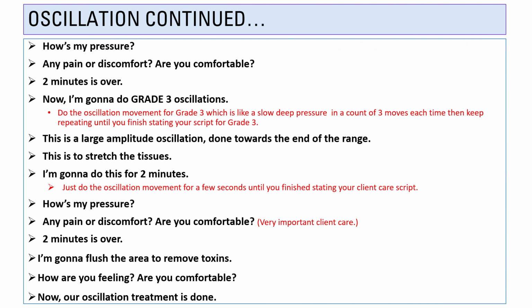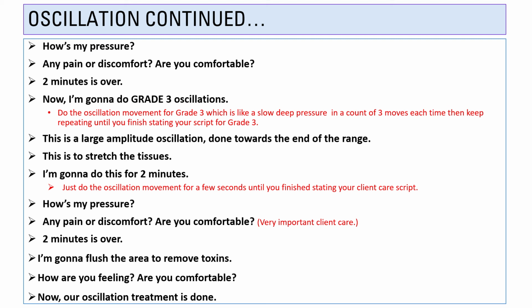For the continuation of the joint play oscillation treatment. How's my pressure? Any pain or discomfort? Are you comfortable? 2 minutes is over. Now, I'm gonna do grade 3 oscillations. Do the oscillation movement for grade 3, which is like a slow deep pressure in a count of 3 moves each time, then keep repeating until you finish stating your script for grade 3.